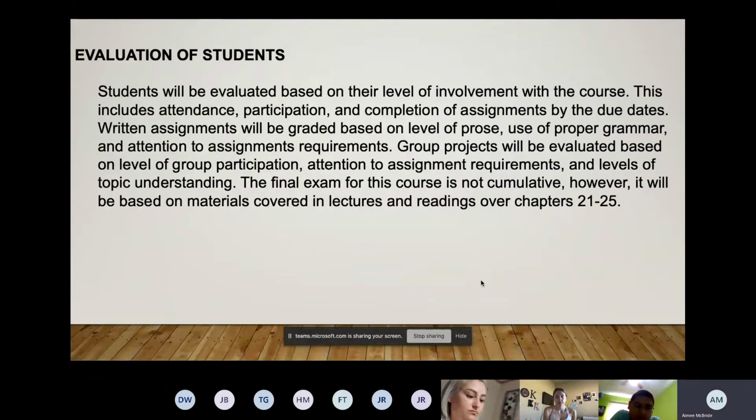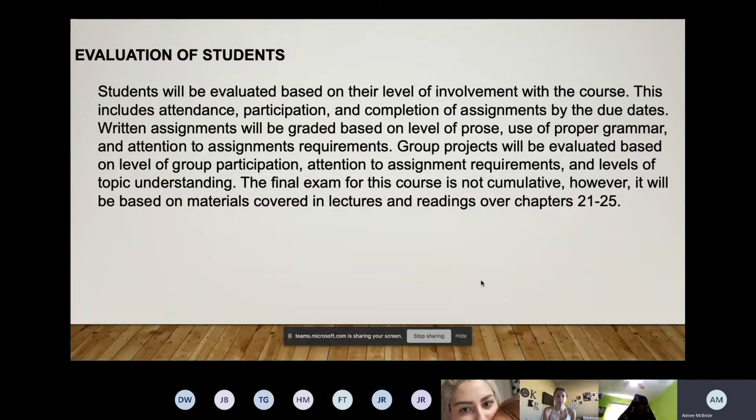Okay, moving on then. Students will be evaluated based on their level of involvement with the course. Like I mentioned earlier, the amount of effort that you put into the course will probably show in your grade. This includes attendance, participation, and completion of assignments by their due dates.